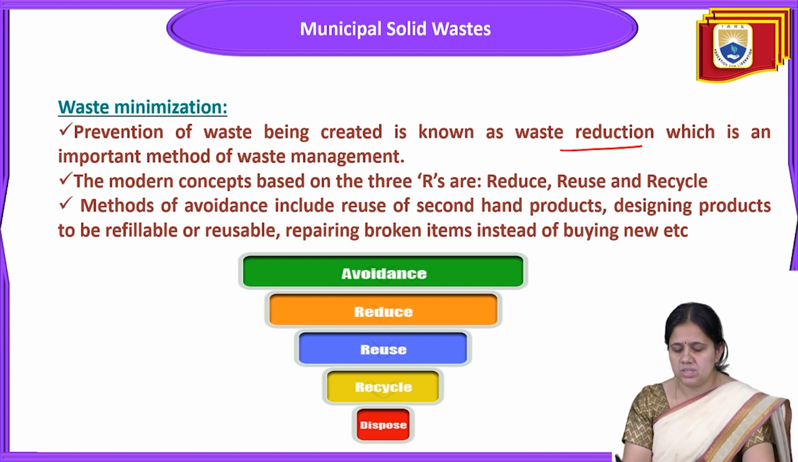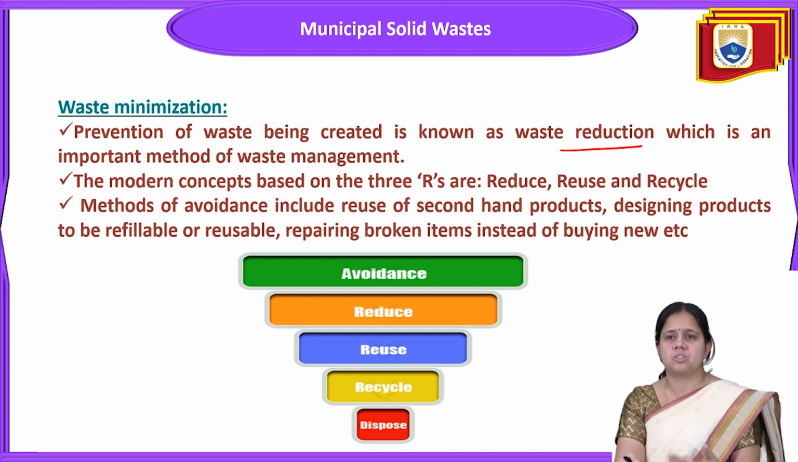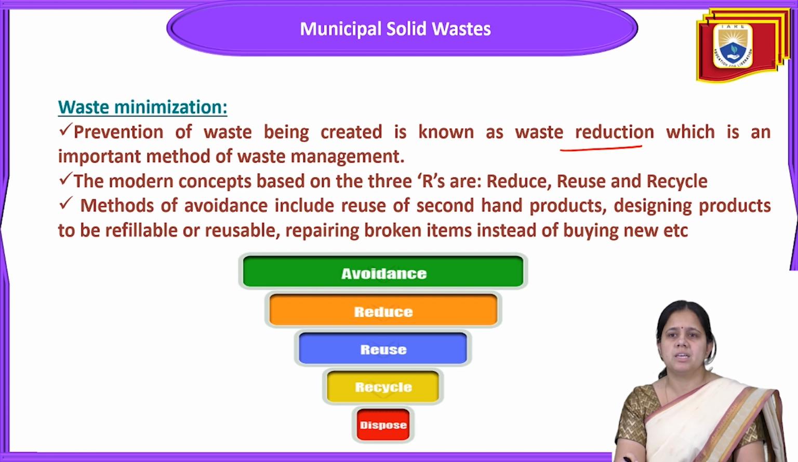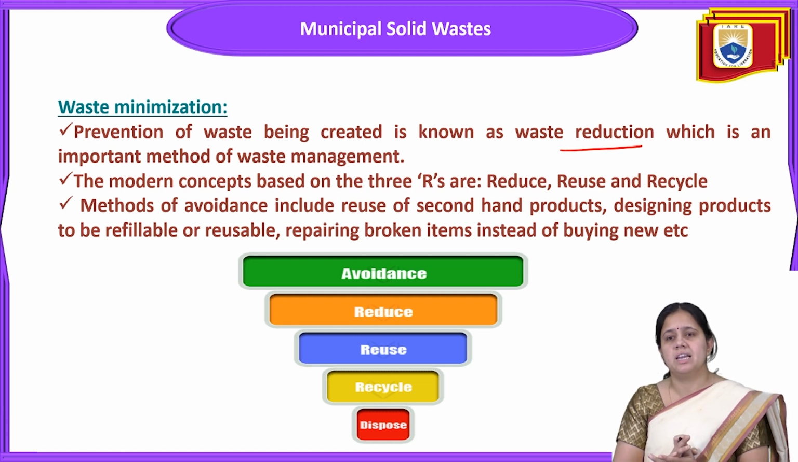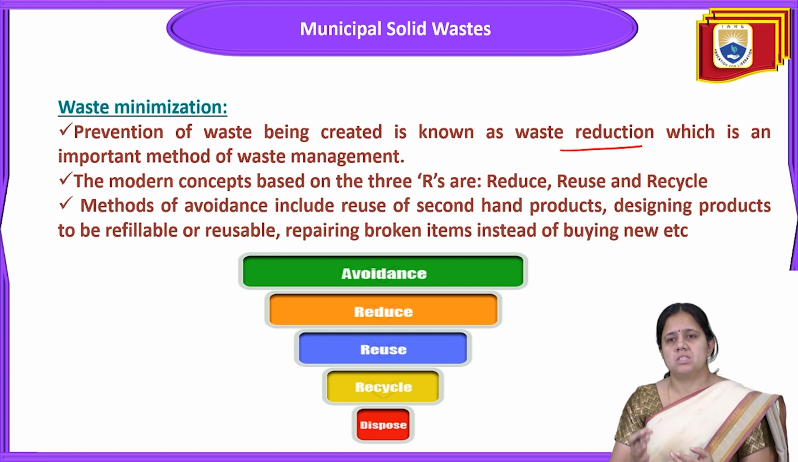So like this, you can see this is the hierarchy of waste minimization. If we avoid the production of waste, then obviously reduction will be there. Then we will go for the reuse of the waste. Sometimes some waste will go for recycling. Then finally what is there is disposal. So this is the hierarchy related to the minimization of waste.